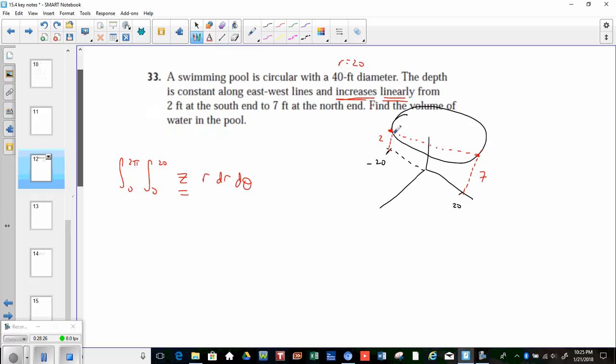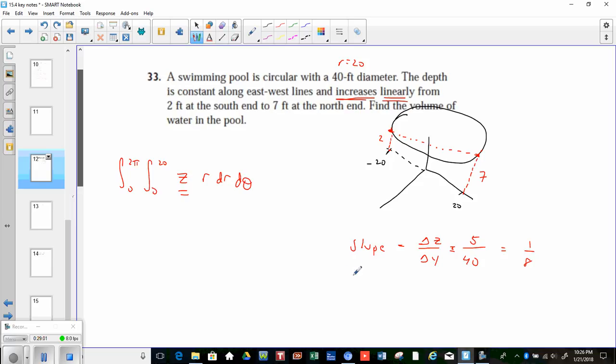So the slope here is going to be the change of the z value over the change in the y direction. The change in the y direction is going to be 40, right? Negative 20 to 20 is a 40 difference, and the change in z goes from 2 up to 7, so that's 5. So it looks like we're going to get a slope of 1/8.